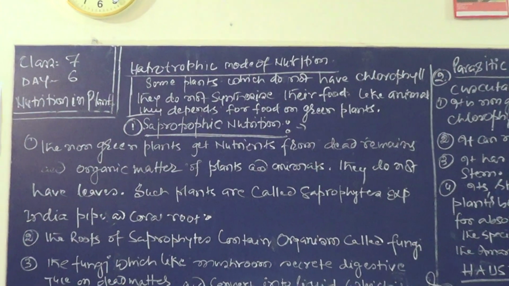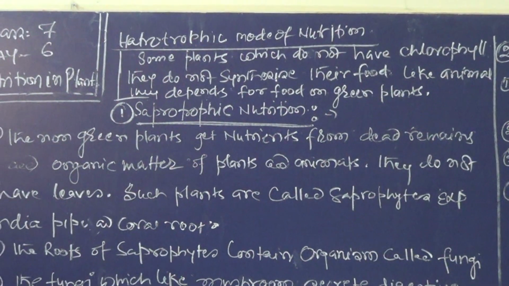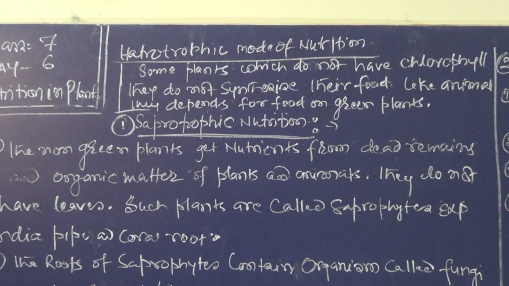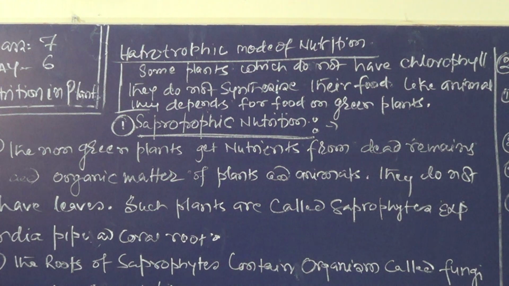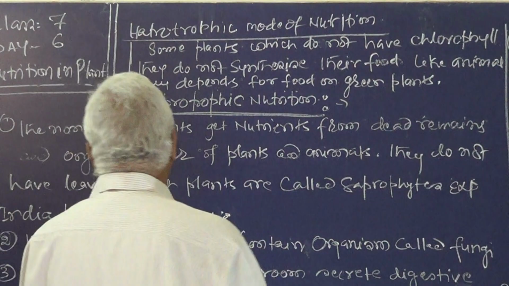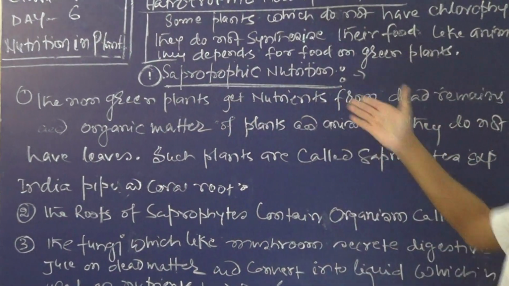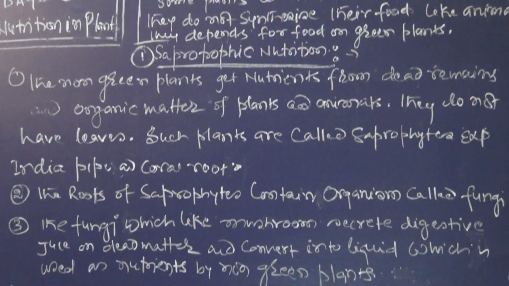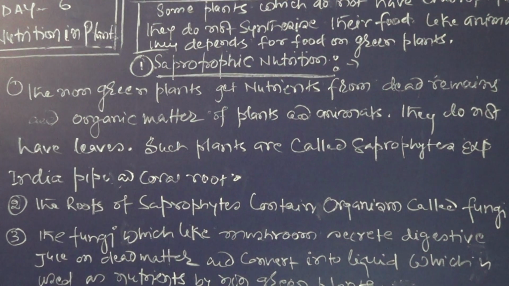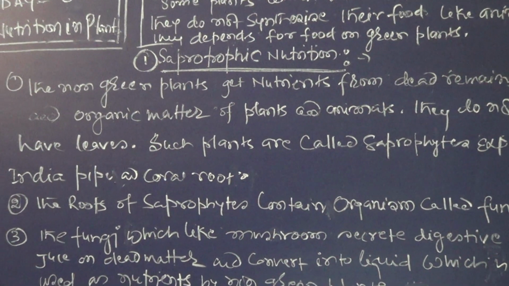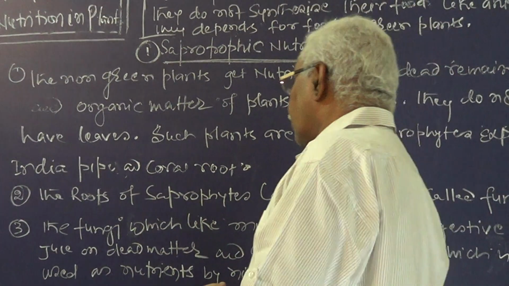So, for such plants we have the term saprotrophic nutrition. Saprotrophic nutrition is what? The non-green plants get nutrients from the dead remains and organic matter of plants and animals. They do not have leaves. Such plants are called saprophytes, like Indian pipe and coral roots.